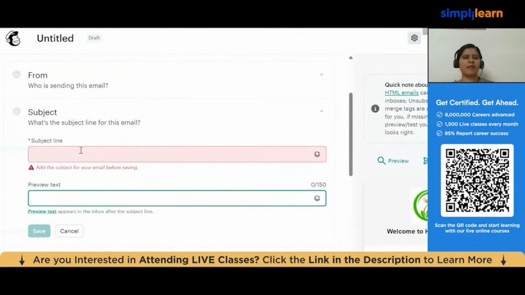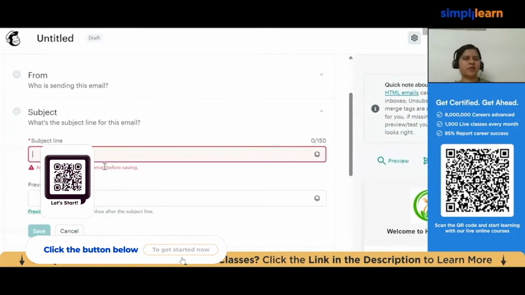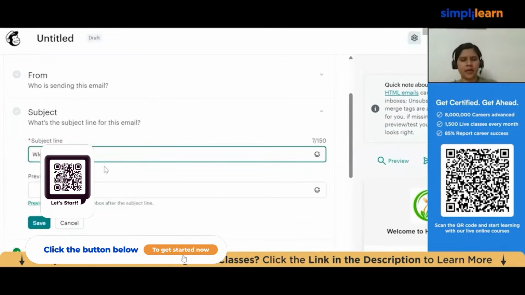I mean, whenever a user opens your email, the first thing they'll come across is your subject line and then your preview text, right? So you have to make sure it's a catchy one. You can get your content writer to help you create that.